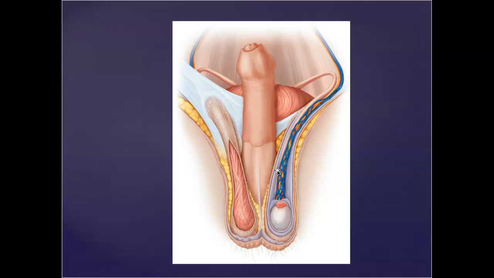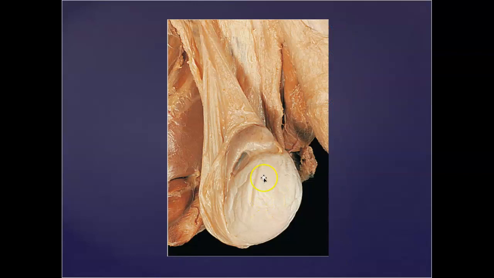Let's see. The testes, you can see here's a cadaveric view of the testes. It's covered by a white coat. In Latin, it's called tunica albuginea. Tunica means coat. Albuginea means white. Both testes and ovaries, male and female gonadal organs, are covered by that white coat, that tunica albuginea.